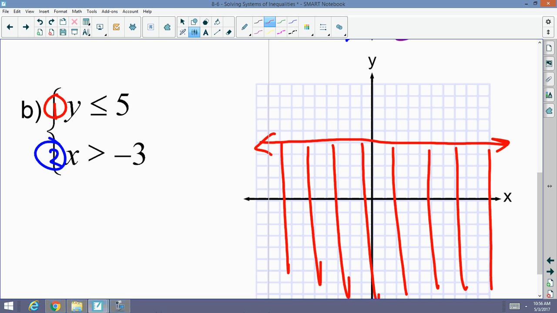And then I have my x is greater than negative 3. So that's going to be a horizontal or a vertical line? Vertical. A little negative 1, 2, 3 action. Thank you. You caught me. Good job. Dashed. 1, 2, 3.